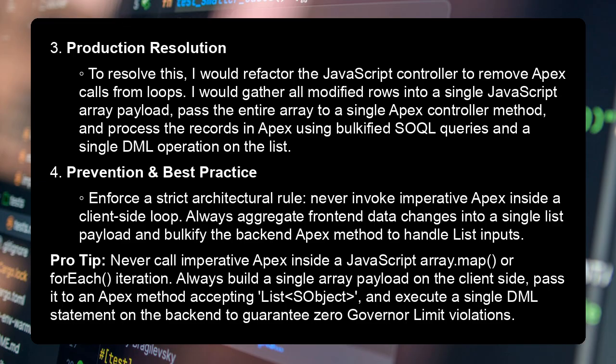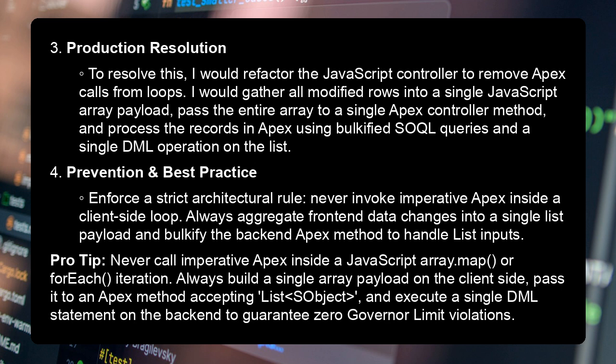4. Prevention and best practice. Enforce a strict architectural rule. Never invoke imperative Apex inside a client-side loop. Always aggregate front-end data changes into a single list payload and bulkify the back-end Apex method to handle list inputs.